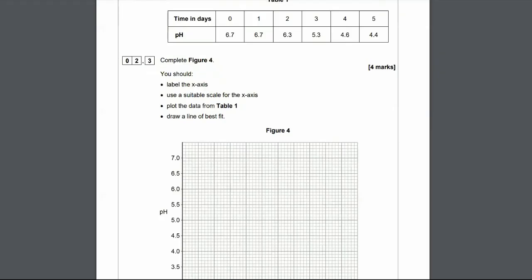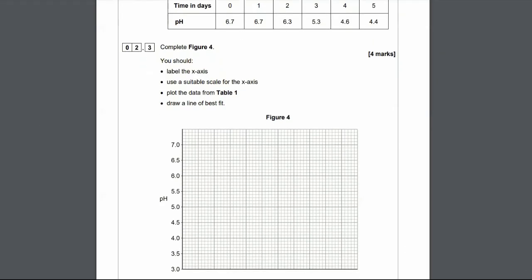Use a suitable scale for the x-axis. I'll talk about that in a minute. Plot the data from table 1 and draw a line of best fit. So what we want to do here, I can't really squeeze the writing in here, so I'm just going to write on the side. You would put this underneath. This is time in days. So the unit is days, and you need to put that. You can't just put time. So time in days, that would go below. Now that's going to score us a mark.